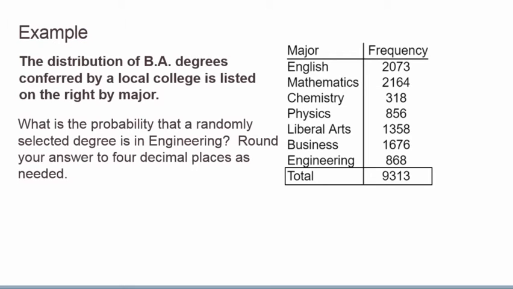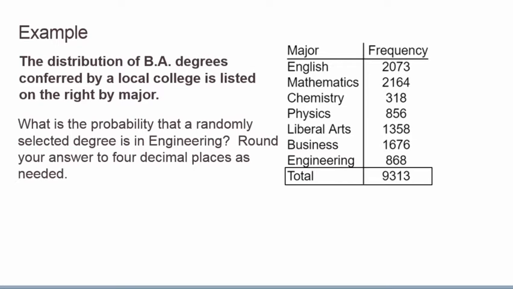Example: the distribution of BA degrees conferred by a local college is listed on the right by major. We have English with a frequency of 2073, Mathematics with a frequency of 2164, Chemistry 318, Physics 856, Liberal Arts 1358, Business 1676, Engineering 868, for a total of 9,313 students. What is the probability that a randomly selected degree is in engineering?